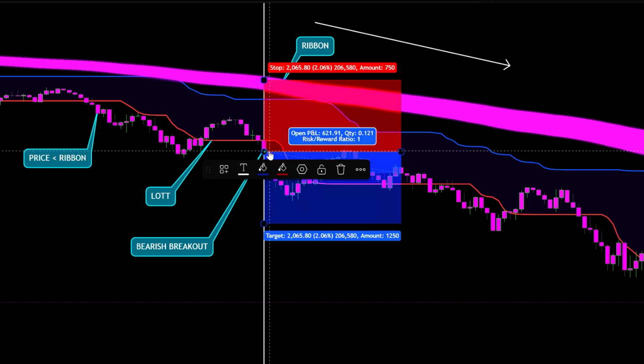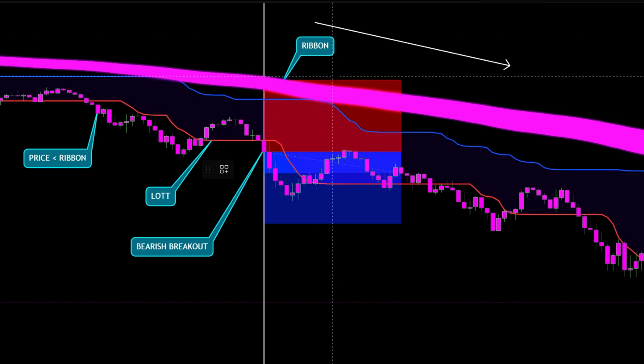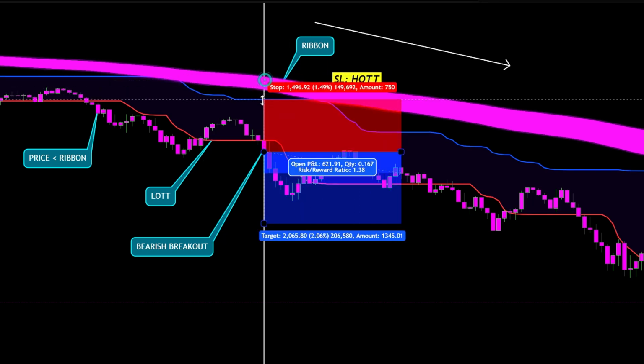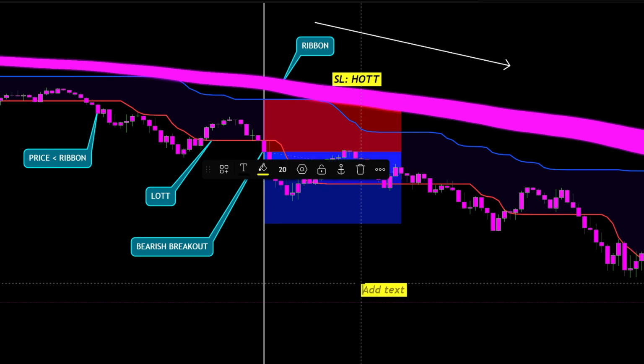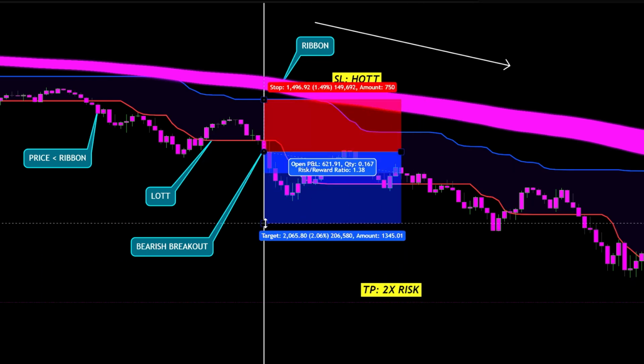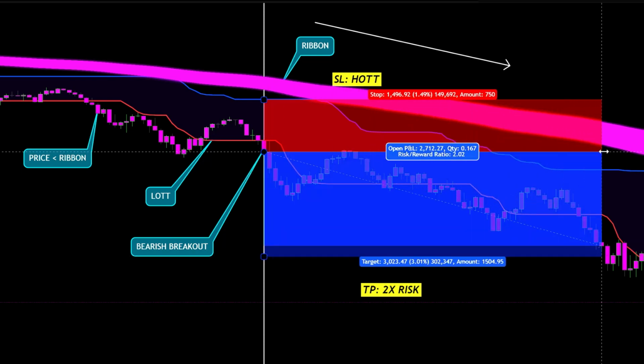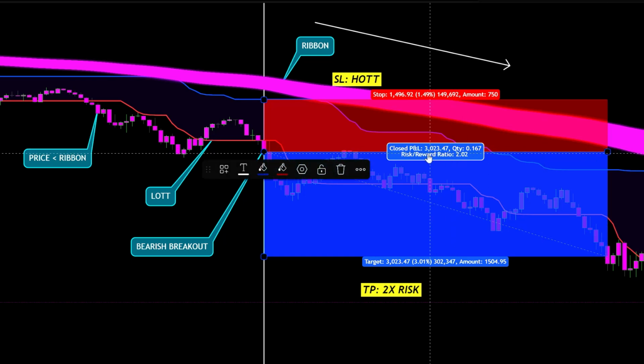Now we need to think about risk. We're going to use the other line, the HOTT line, as our stop loss. Think of it like a safety net. If the price goes against us and hits that line, we get out, minimizing our losses. And for our take profit, we're aiming for twice the distance between our entry and our stop loss. So if your stop loss is say 10 pips away, your take profit would be 20 pips. We're aiming for a 2 to 1 risk to reward ratio, which is a solid way to trade. We're letting our winners run and keeping our losses small.